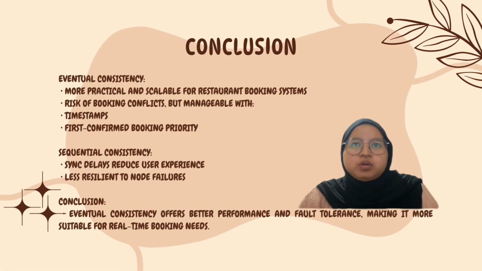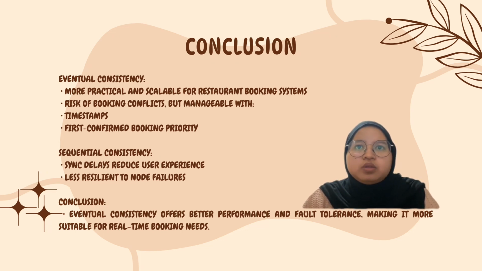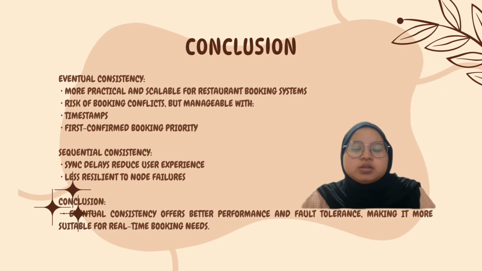Conclusion: eventual consistency is more practical and scalable for restaurant booking systems. There is a risk of booking conflicts, but it is manageable with a timestamp, first confirmed booking priority. Sequential consistency, since delays reduce user experience, is less resilient to node failures. Eventual consistency offers better performance and fault tolerance, making it more suitable for real-time booking needs.